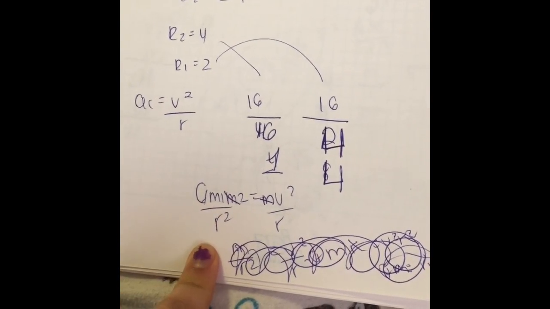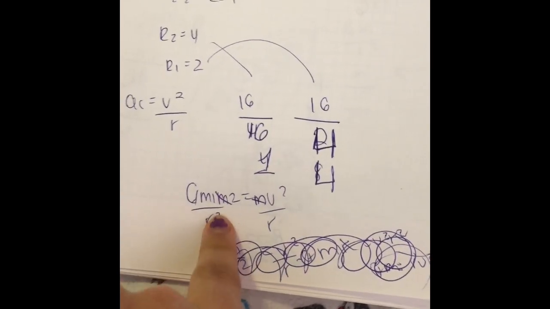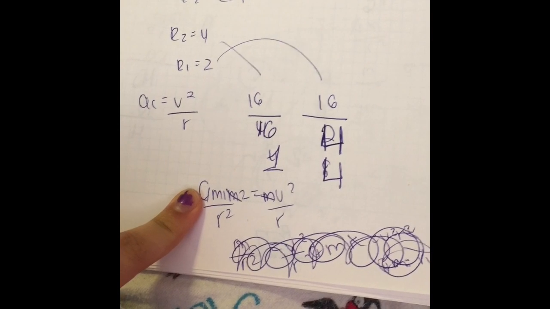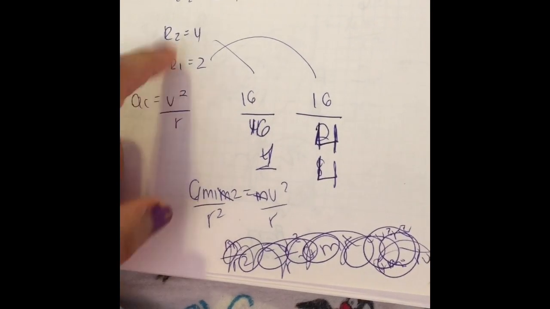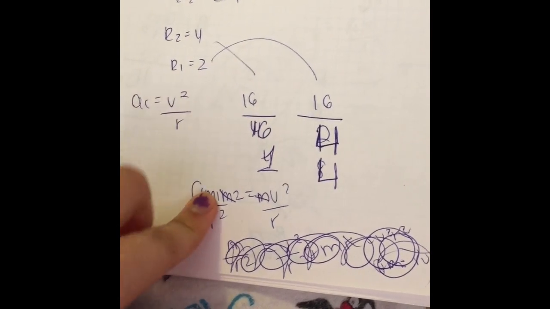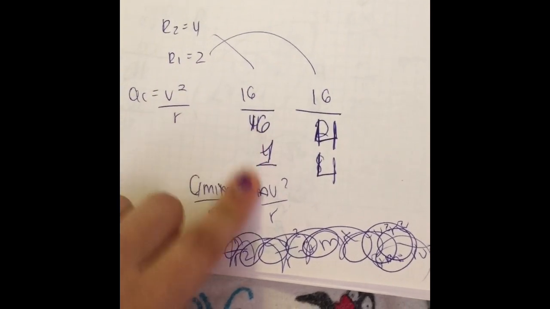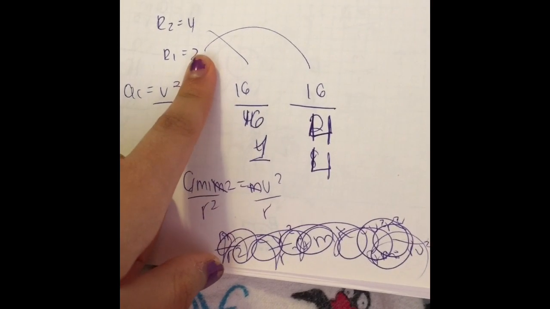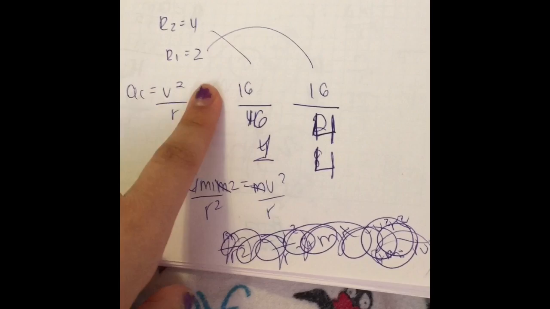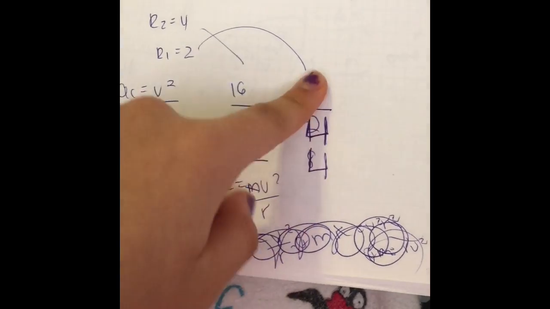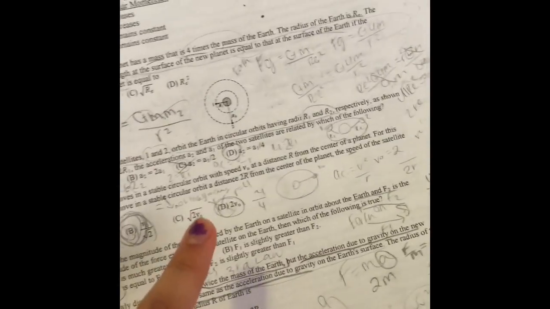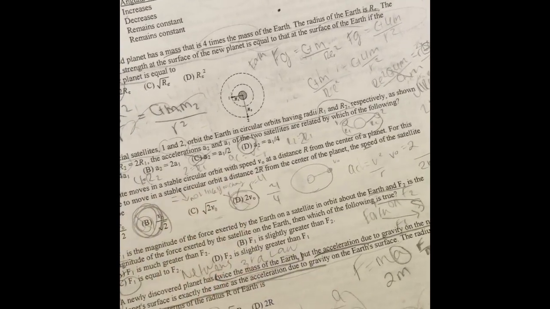So the question's testing the radius, so everything on the numerator stays constant. So I made r2 have a radius of 4, so 4 squared is 16, 16 divided by 16 is 1. And r1 has a radius of 2, so 2 squared is 4, 16 divided by 4 is 4, so a2 is equal to a1 divided by 4.